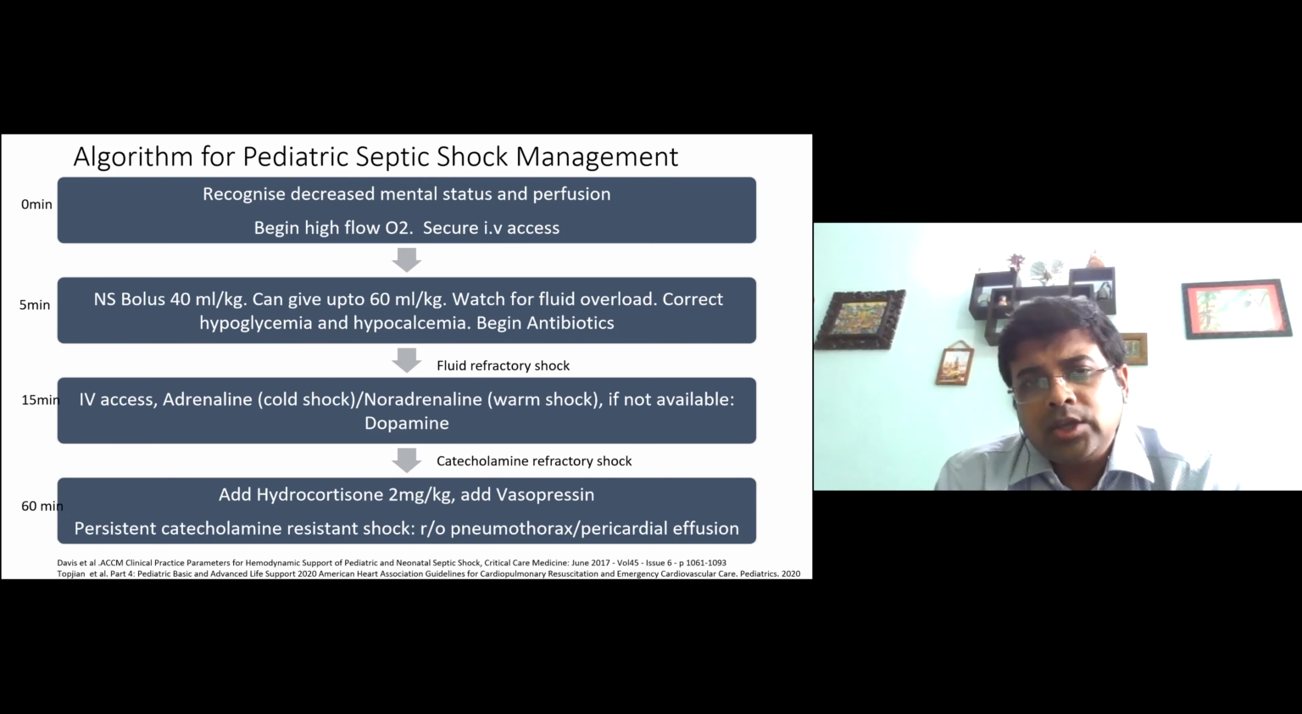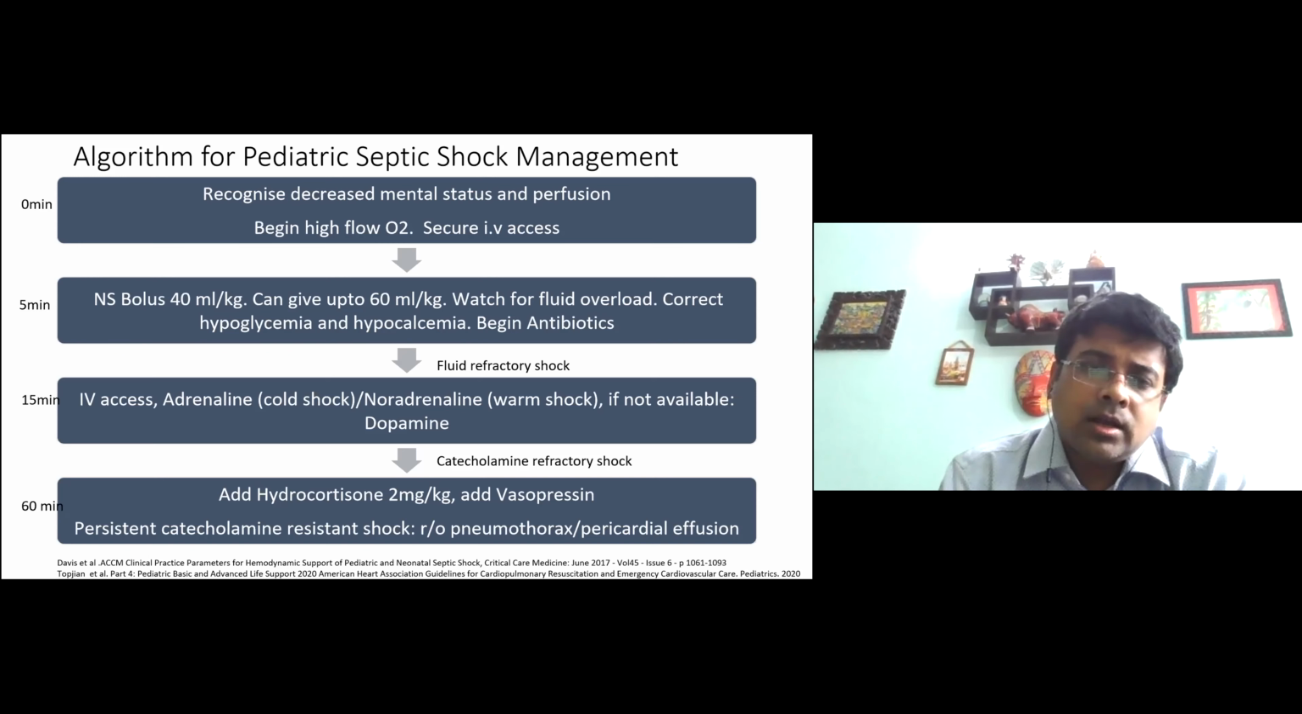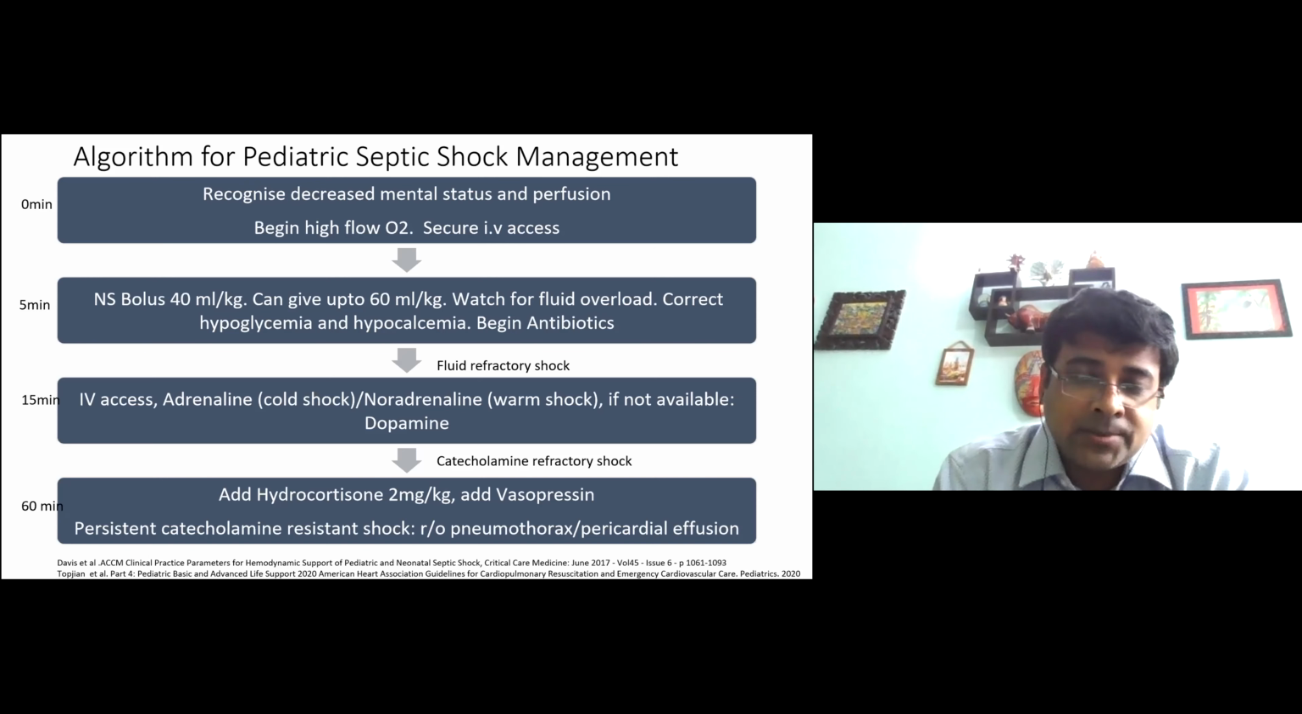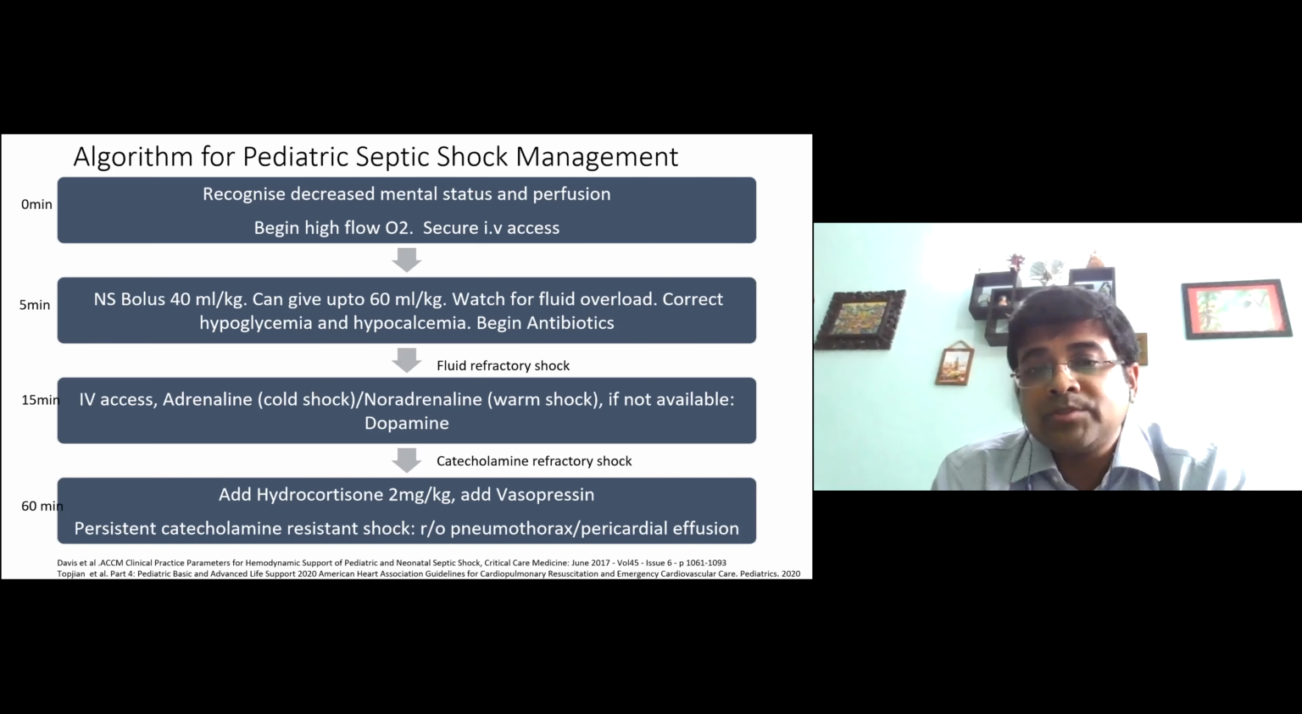If you have started it and you are not seeing a change, then you can increase by 20% almost every 15 minutes to the maximum permissible doses of adrenaline and noradrenaline. And if you have still not found a suitable blood pressure, then you can call it a catecholamine refractory shock. And here you have to add on hydrocortisone 2 mg per kg, or very rarely vasopressin. We will not talk about it.